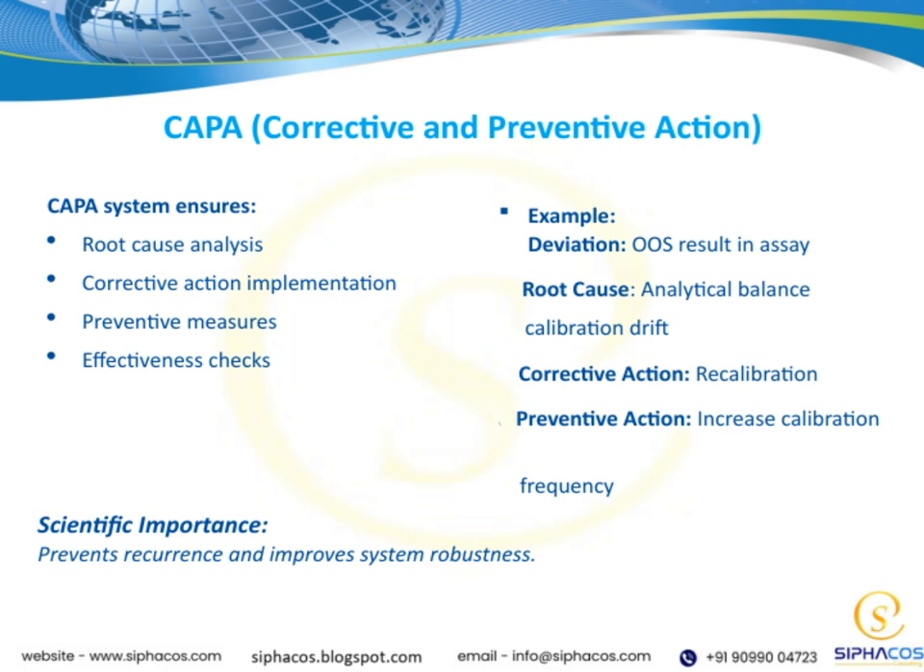That's our preventive action. This is where CAPA, or corrective and preventive action, systems come into play. They ensure that we thoroughly analyze the root cause, implement the right corrective steps, and put preventive measures in place. Most importantly, they include effectiveness checks to confirm that our actions are working and that the issue doesn't recur. By integrating CAPA into our processes, we not only fix problems as they arise, but also strengthen our systems against future issues, supporting the overall integrity and reliability of our work.